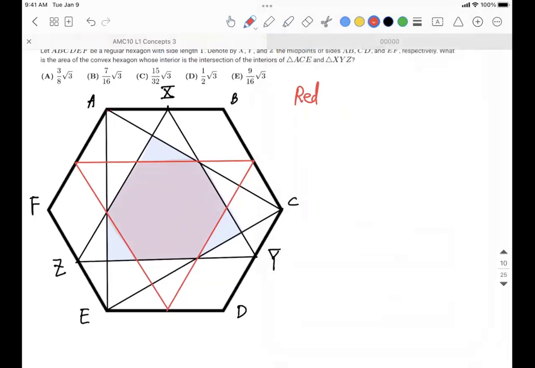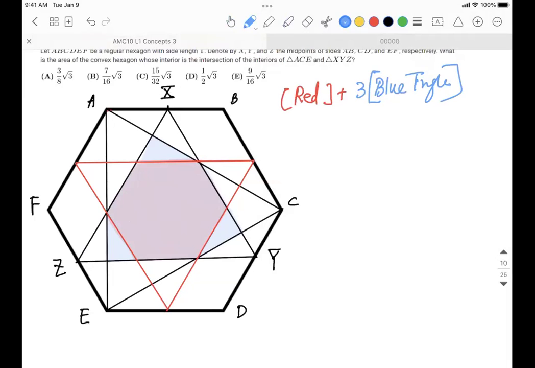Red region plus three blue triangles. As long as I figure this out, my work is done. Right? My red region plus three blue triangles. As long as I figure this out, my part is done. But how can I work this out? This is actually something so important. Let's get started. Don't be worried.